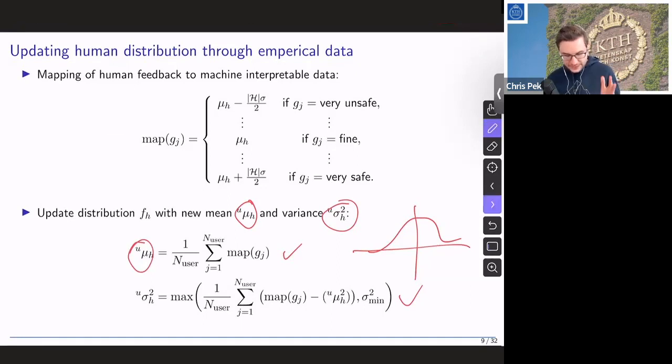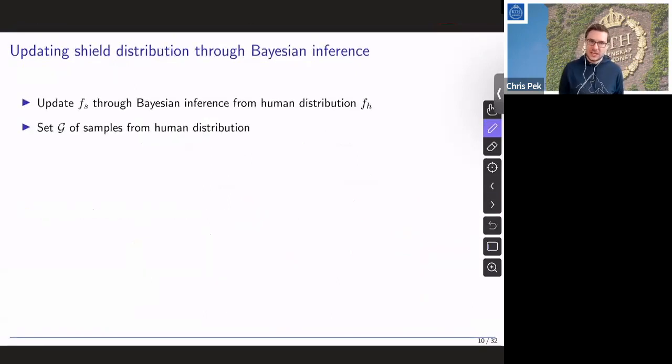Whereas if we use the second distribution here, the real parameter distribution, we can update the shield distribution through Bayesian inference. So the idea is that we take the newly updated human distribution, FH, and we update our shield distribution by generating samples from the human distribution and use the samples to compute the posterior. So the likelihood, what is the true parameter that the humans actually want?